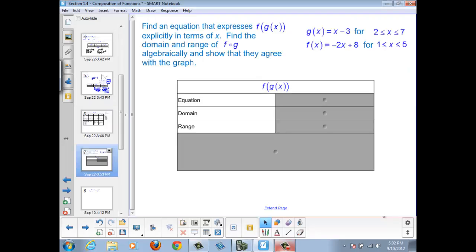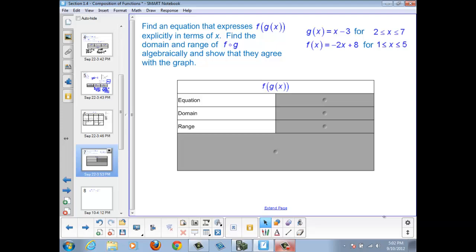Okay, now that we've produced the graphs, we want to see what the equations look like. So the next thing we're going to be asked to do is find an equation that expresses f of g of x explicitly in terms of x. And then find the domain and range of the composite function algebraically. And then we'll check it out and make sure it agrees with the graph.